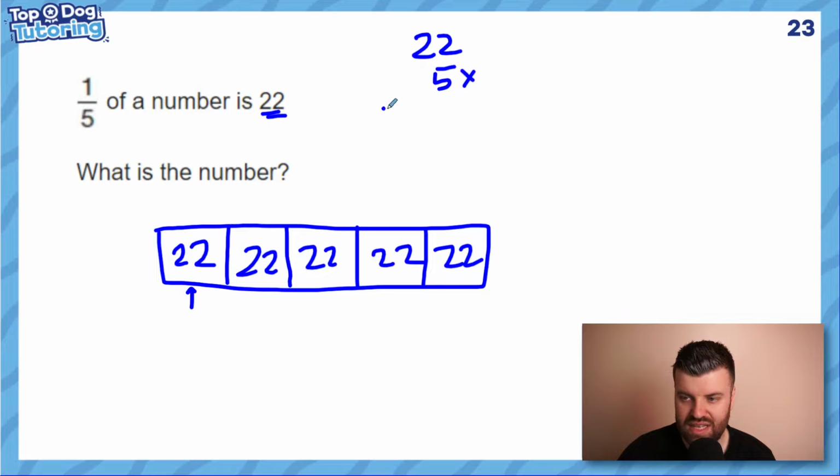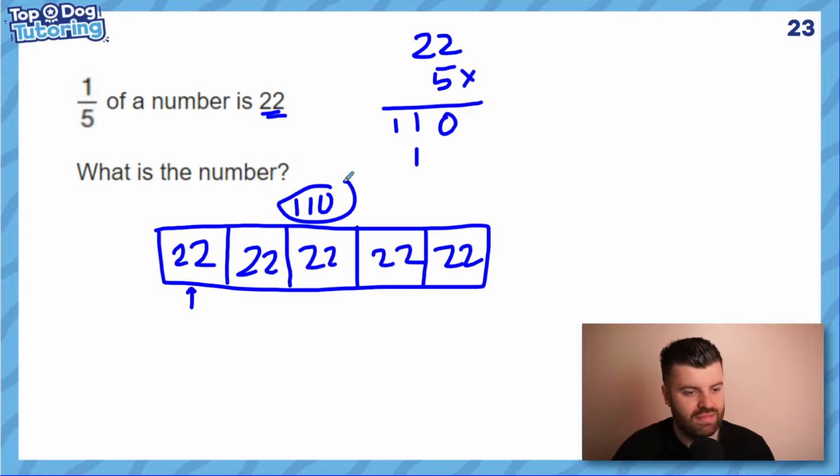What is the number? Well, it's 5 lots of 22. I'm going to write it like this. 2 times 5 is 10. 2 times 5 is 10. 110. Simple as that. The trick here would be you spend all your time trying to work out 1/5 of 22. You go into decimal numbers. It's a nightmare. Don't do that.